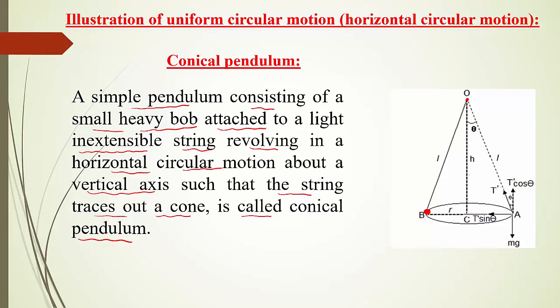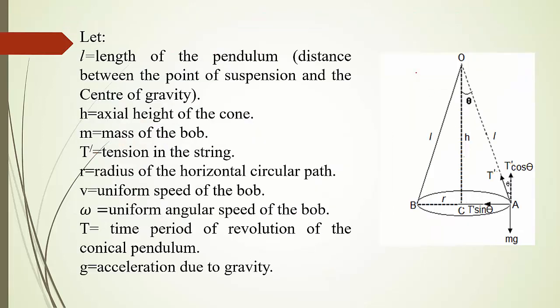See here, when we apply some force, it starts to move, or it starts to oscillate. If this is a stand and this is the bob, when I apply force, it starts to move in this direction. When we complete the motion, we will get a conical form here, so we can call it a conical pendulum. Now you can observe this diagram.